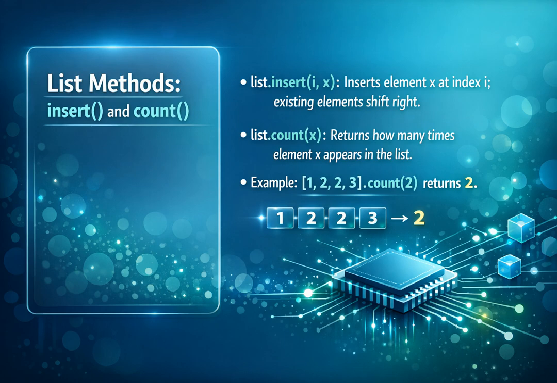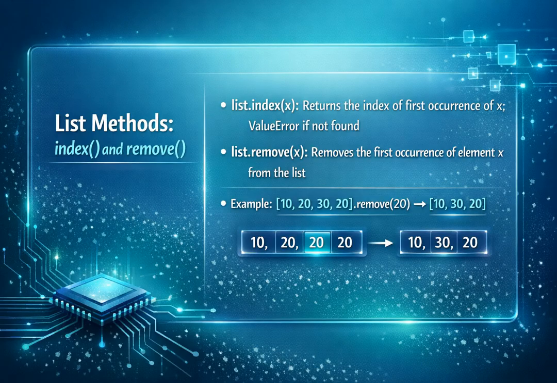The count method returns how many times a specific value appears in the list. The index method returns the position of the first occurrence of a value. If the value is not found, it raises a value error. The remove method deletes the first occurrence of a specified value from the list. If the value appears multiple times, only the first one is removed.